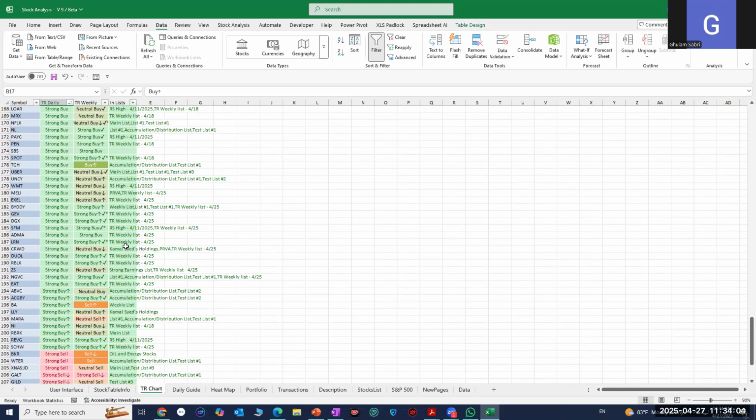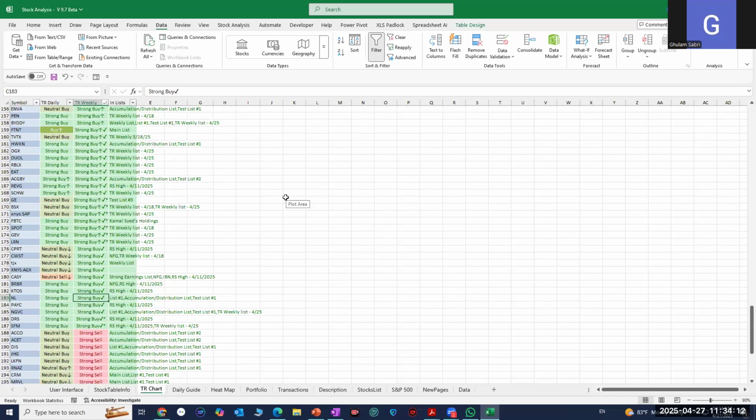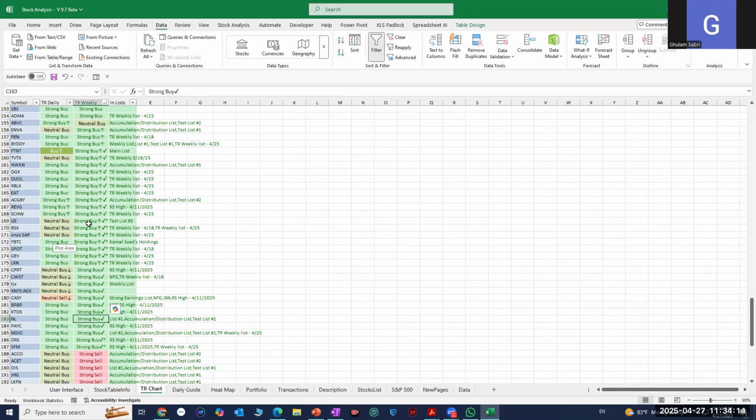I could not find anyone with a strong RS on the daily chart, but I could find many on the weekly chart. So let's do it here. These are the stocks, for example, starting from here: GE, Boston Scientific, SAP, Spot, GEV, Stride, LRN is the symbol for Stride, Copar, TGX, AGX, and DRS and SFM. These are the stocks which are showing.